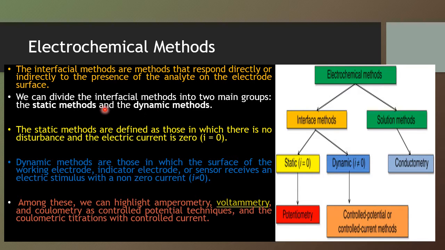The second interfacial method is the dynamic method. Dynamic indicates what? That something is flowing. And in the sense of electrochemical methods, the charges are flowing, and we know that the flow of charges is the current.